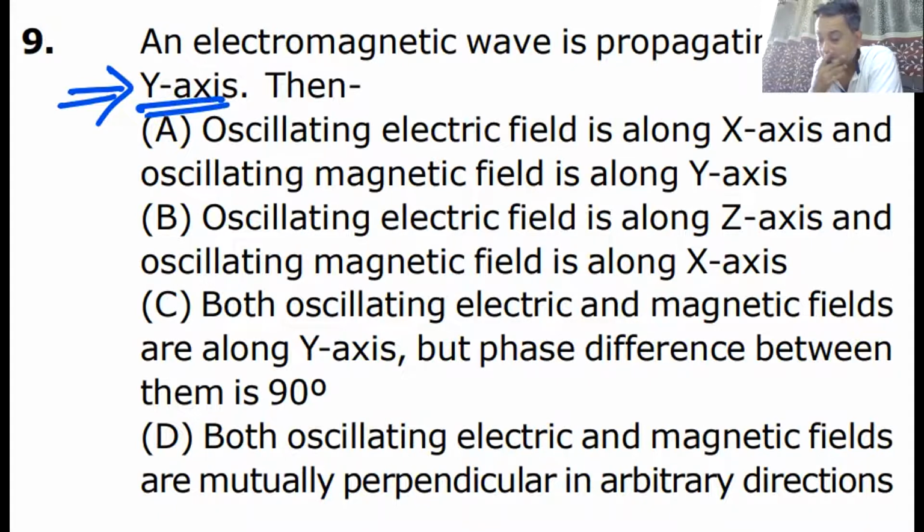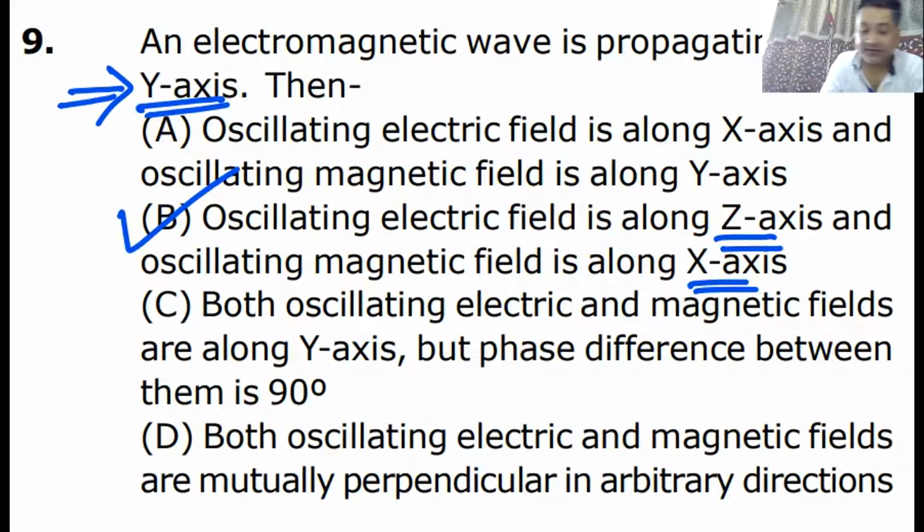The wave is propagating along the y-axis. Where will be our electric and magnetic fields? Think harder. You can do it. Which one? C, sir. The electric and magnetic fields will be along the x and z axes. So the correct answer, yes, my dear friend, has to be B. Do we understand this? Yes or no?